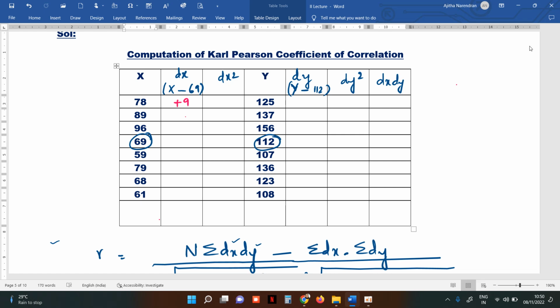Here 89 is plus 20, then 96 is plus 27. 69 minus 69 is 0. 59 is minus 10, 79 is plus 10, 68 is minus 1, and 61 is minus 8.